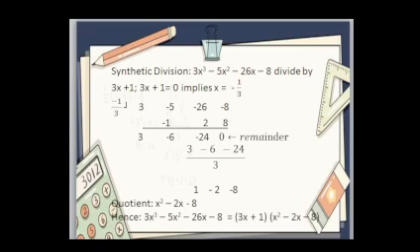Next is we will divide 3x cubed minus 5x squared minus 26x minus 8 by 3x plus 1. So what have you noticed with our divisor? The coefficient of x is more than 1. So what shall we do? So we will get the value of x here. So 3x plus 1 equals 0.